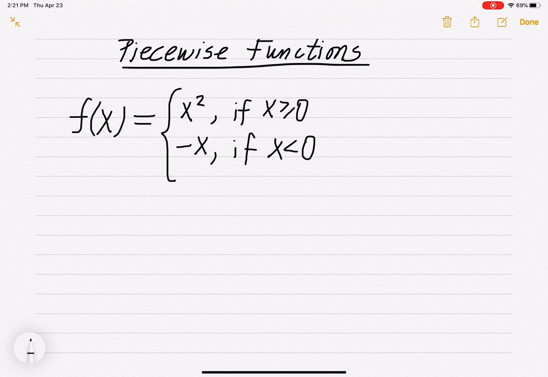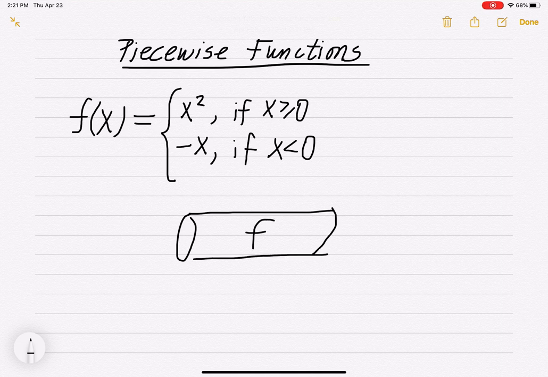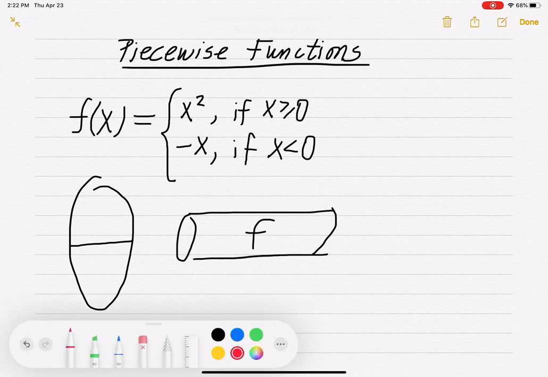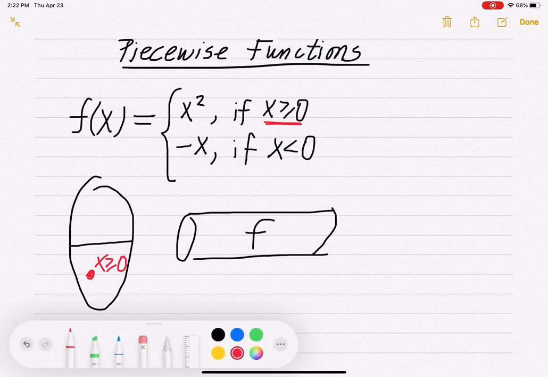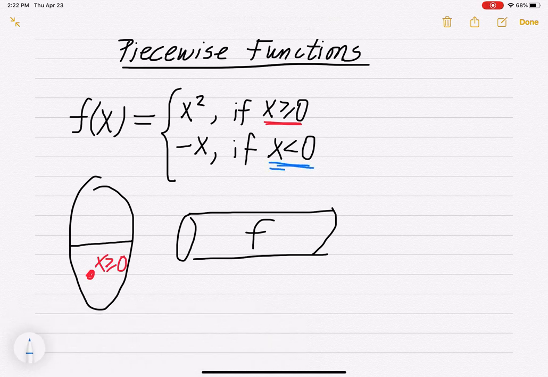So here's the deal. You have f here as your function, your machine. And over here you have your inputs, your x's. Now you're going to split this in half. On one hand, we have those x's that are greater than or equal to 0. I'm going to call those the red values. And on the other hand, you have the blue values, which are less than 0. These are the x values that are less than 0.